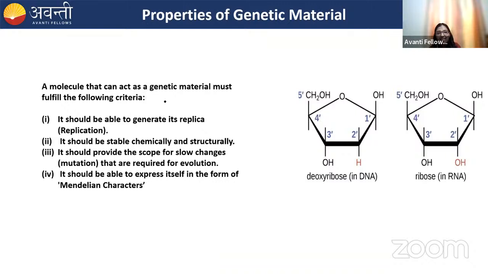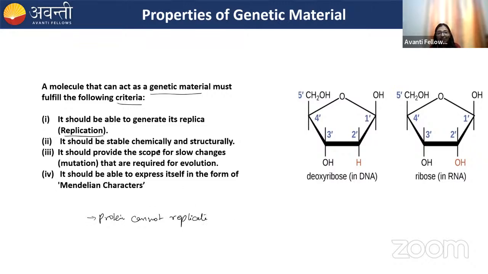Next one is the properties of the genetic material. There are some criteria for the genetic material. Number one is the replication. So we know that DNA and RNA can replicate, but protein cannot replicate. So that means the protein is not the genetic material.